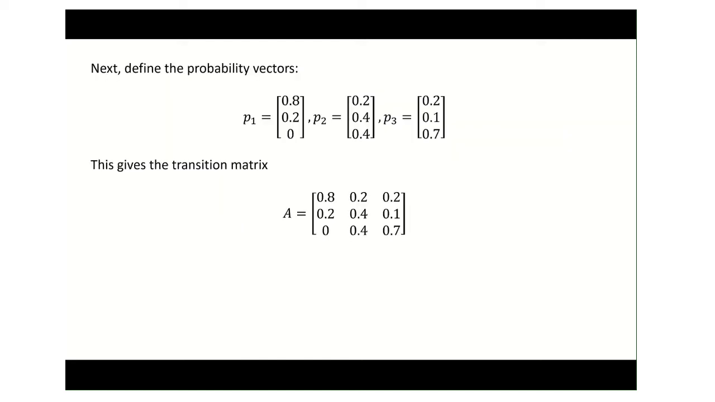Next is define the probability vectors. So for state 1 of blue eyes, what are the probabilities? 80% chance of staying with blue eyes, 20% chance of having brown eyes, or of transitioning from state 1 to state 2. If they have brown eyes, there's the probability vector for what their offspring are. If they have green eyes, again, there's the probability vector for what their offspring are, which gives us a transition matrix, which you get by just putting all 3 probability vectors together in one matrix.